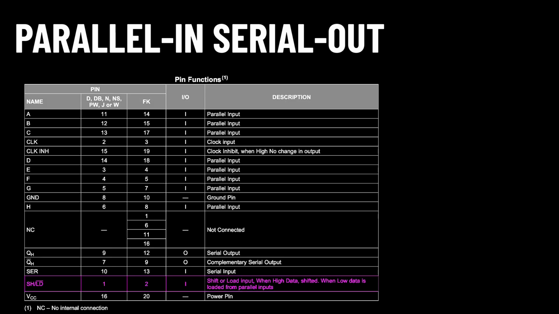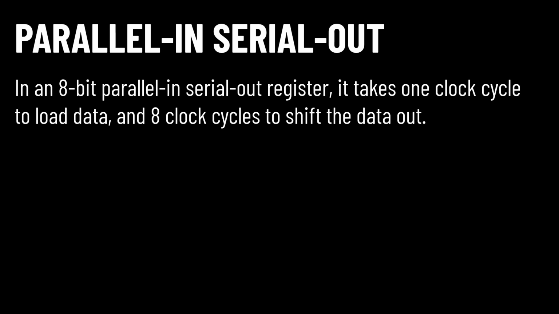If the load function is selected, information will parallel load into each flip-flop. If the shift function is selected, information will shift out of the register. In an 8-bit parallel in, serial out register, it requires 1 clock cycle to load an entire byte of data into the register, but 8 clock cycles to clock the data out again.